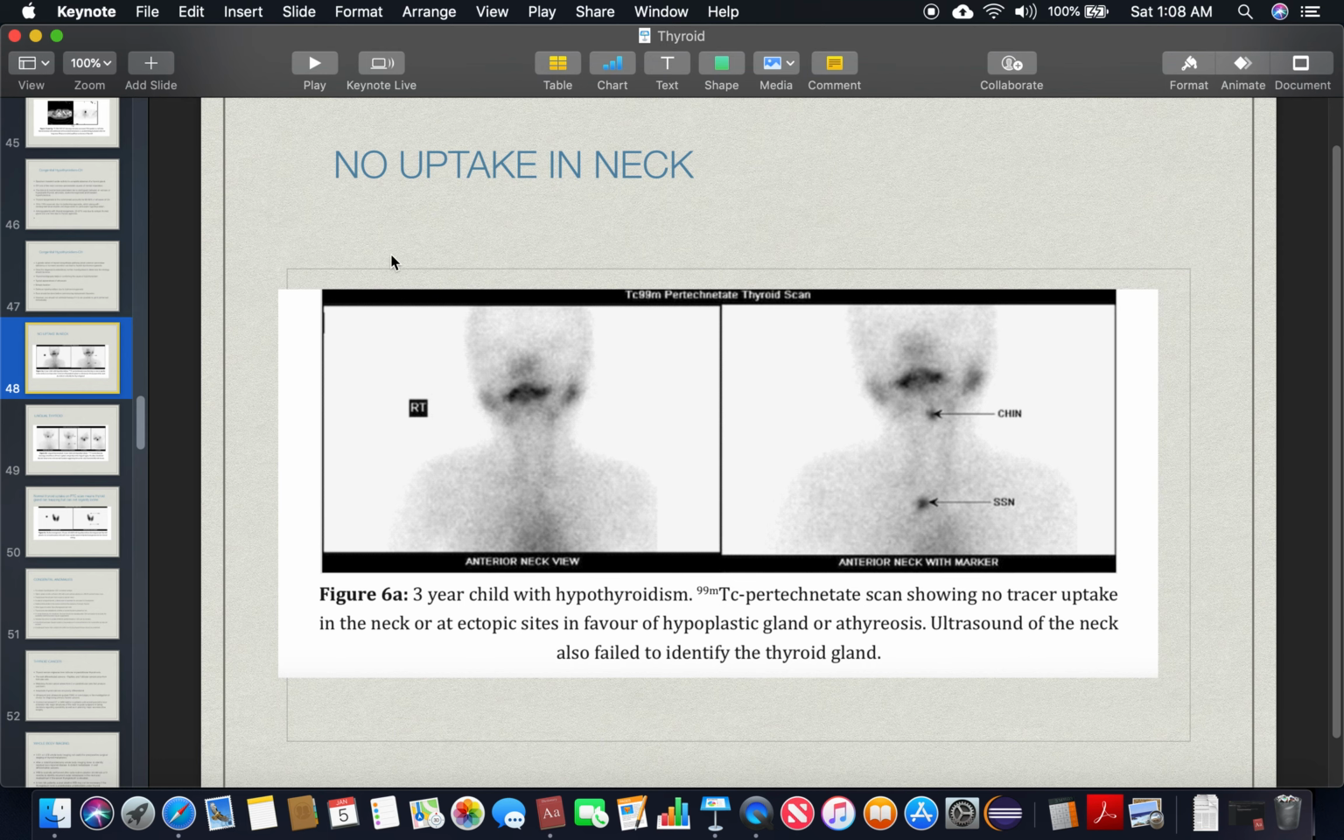Here is an example of a person where we did a pertechnetate scan and there's no uptake in the thyroid. So whether it is because of an ectopic gland or because the gland is not present, ultrasound showed no evidence of a thyroid gland.